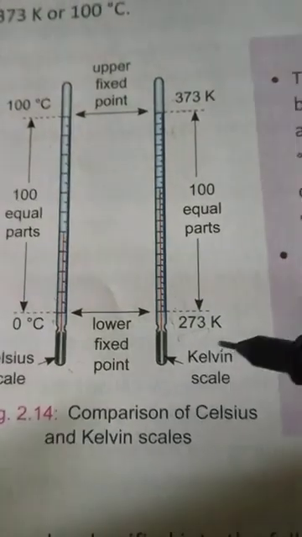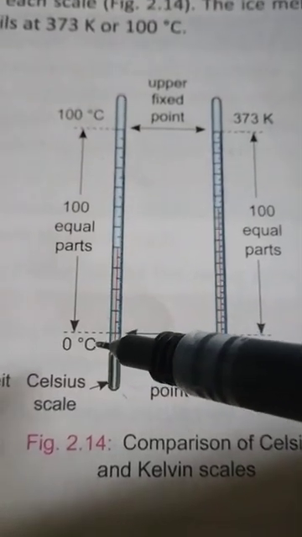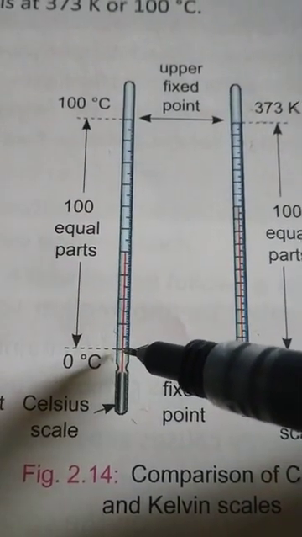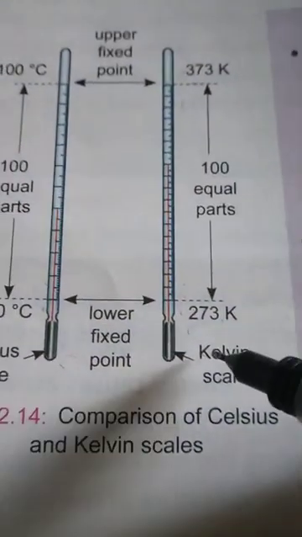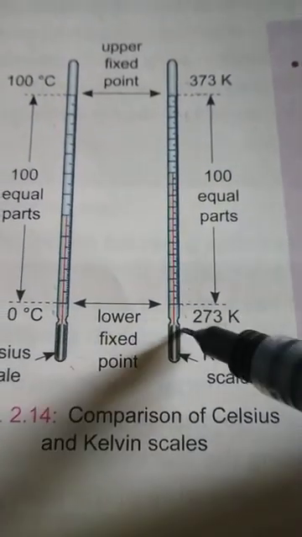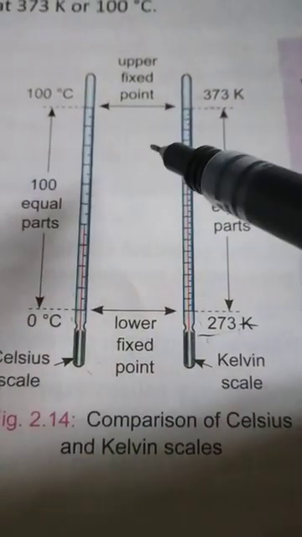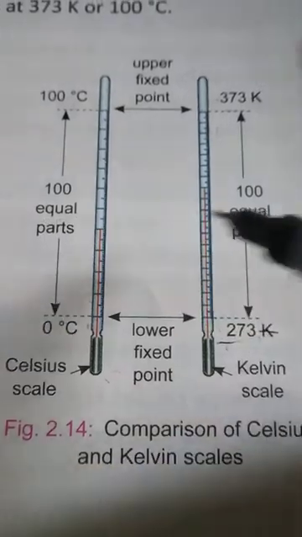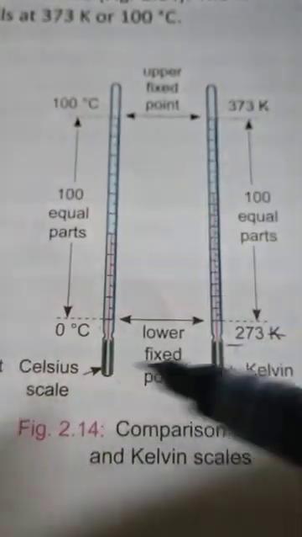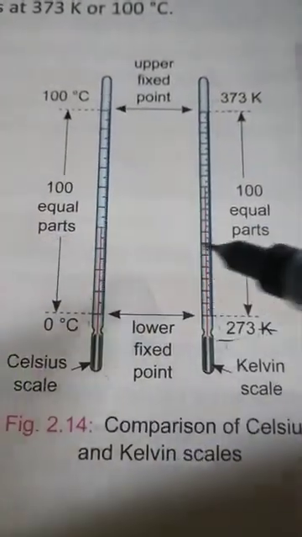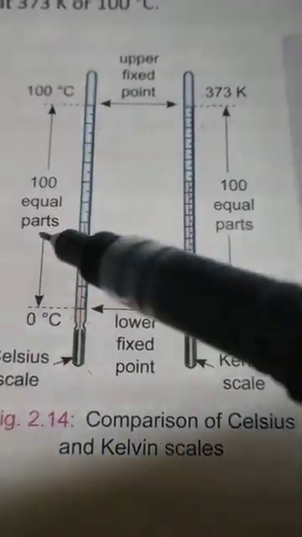Now let's see the comparison of Celsius and Kelvin scale thermometers. In the Celsius scale, as I have shown you, the starting point is 0 degrees Celsius and the upper fixed point is 100 degrees Celsius. But in the Kelvin scale, the lower fixed point is 273 Kelvin and the upper fixed point is 373 Kelvin. Actually, Kelvin and Celsius are related because in both, the difference between the freezing point and boiling point of water is 100 degrees.